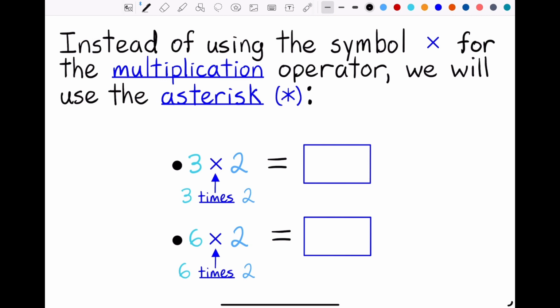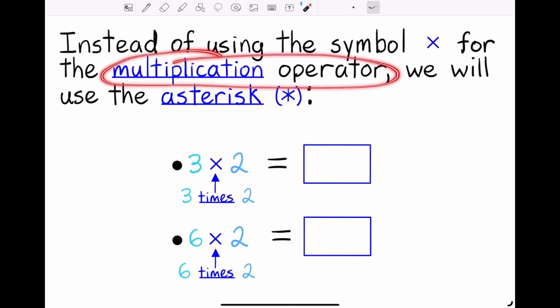Let's talk about how we're going to write the multiplication operator. A lot of us began using the multiplication sign when we first learned multiplication. However, as we do more operations with variables, particularly multiplication, the multiplication sign can be confused with the most common variable, which is x. So we want to rewrite this operator so it's clear in many situations.